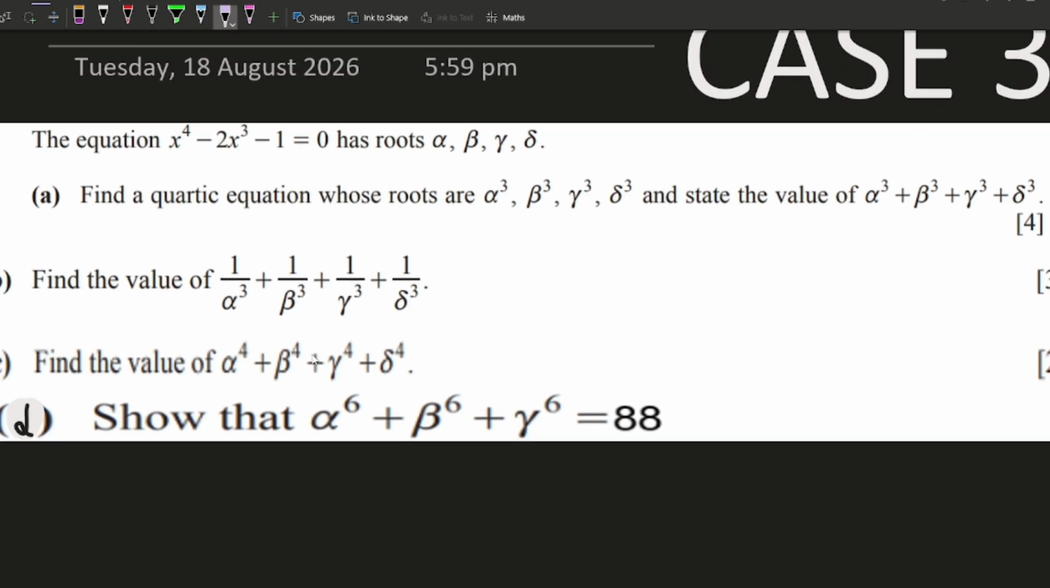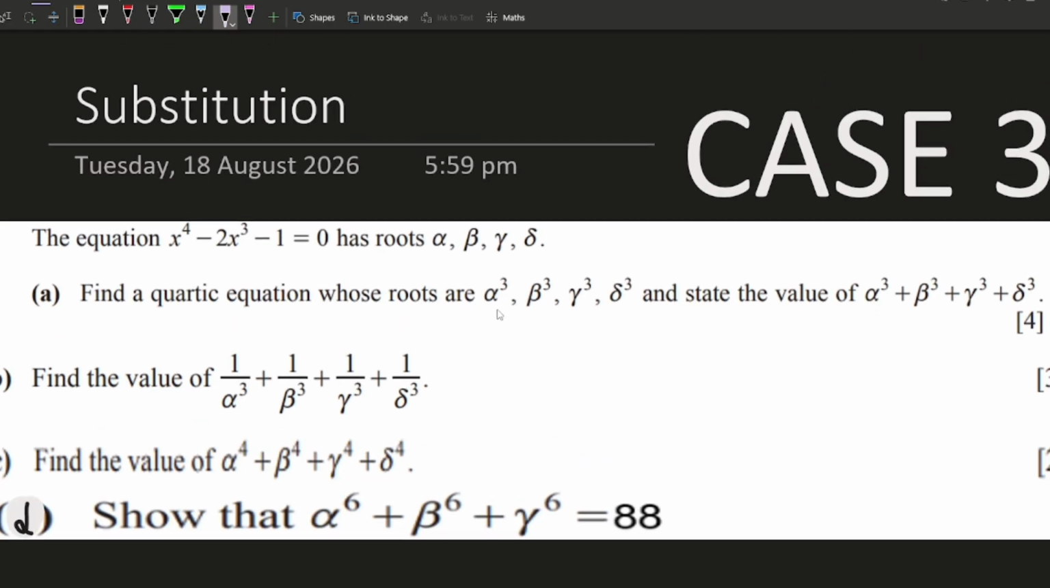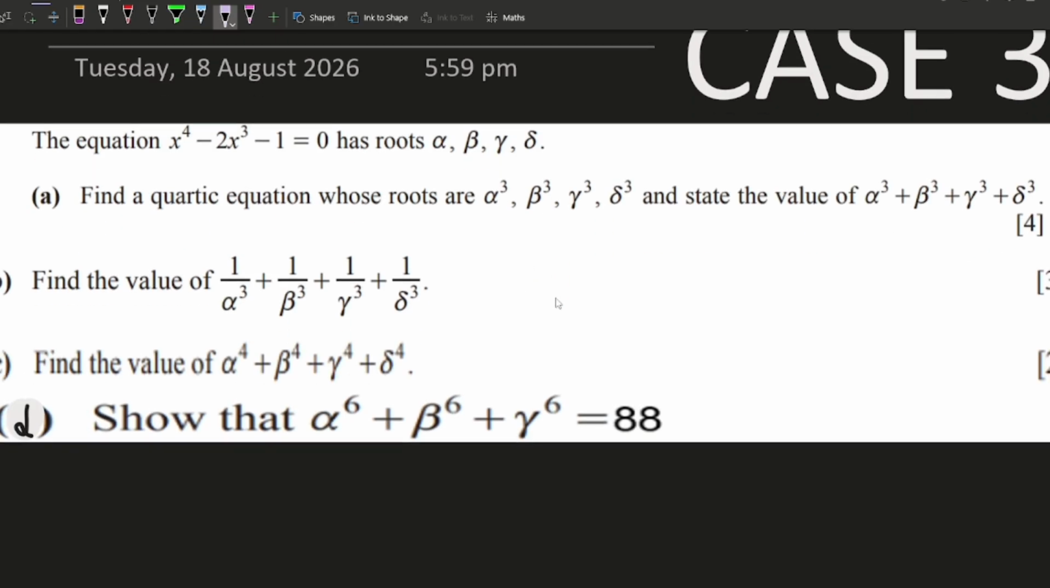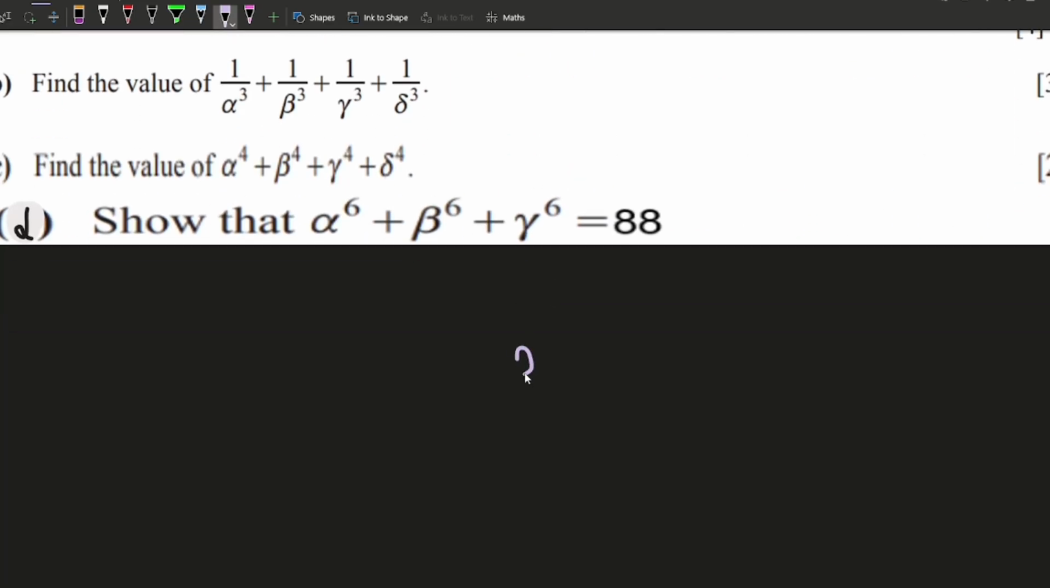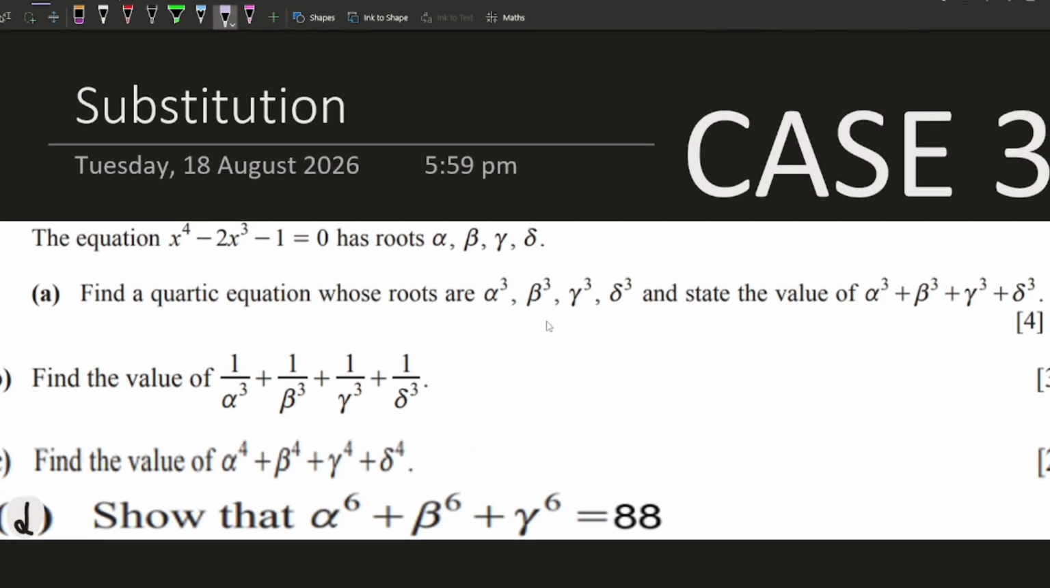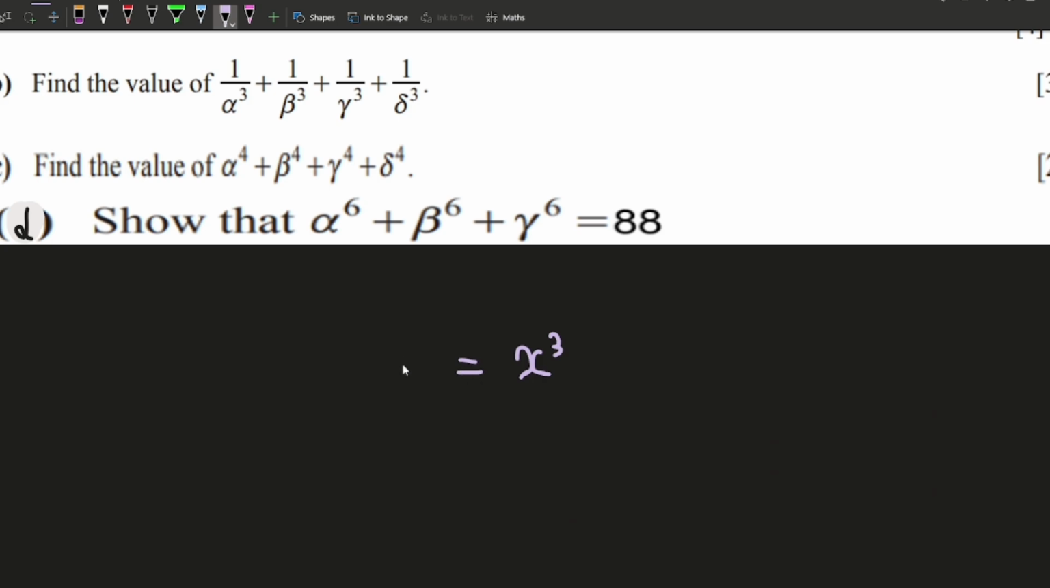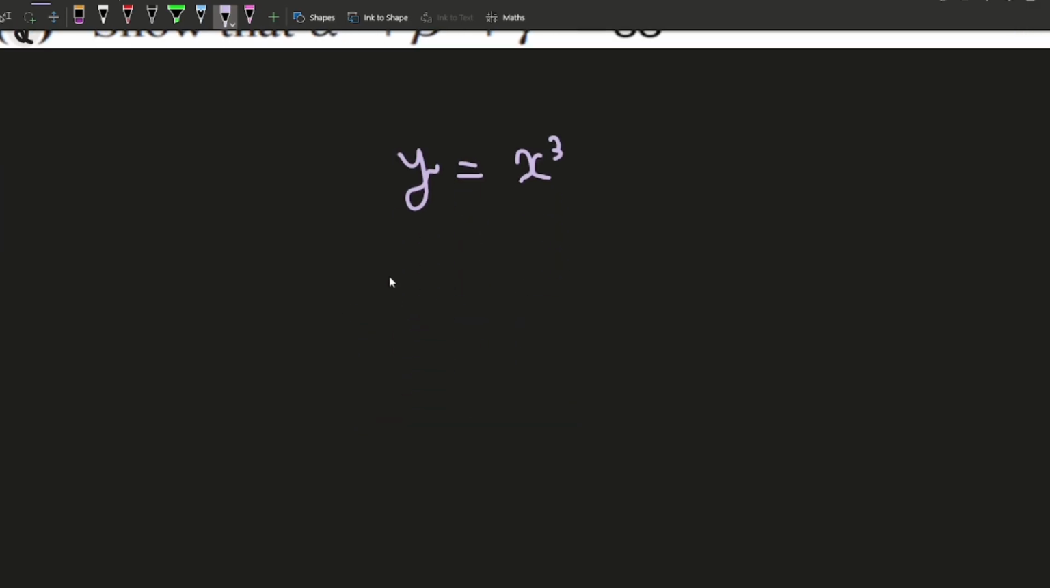First of all, as I said earlier, the roots are basically values of x. So we can write them all as a single expression, which is x cubed. Let's put it equal to y, and this is our substitution. Now let's make x the subject. How can we do that? By taking the cube root of both sides, so we will be left with cube root of y.